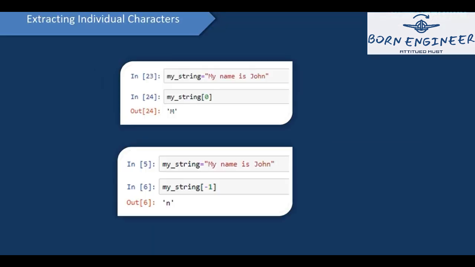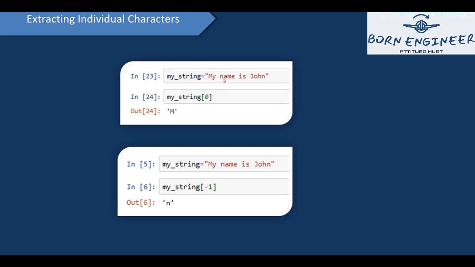Now we will go ahead and see how we can extract individual characters from a string. Over here, we've got a string with the name my string. This is basically the variable name, and the value is my name is John. You have to understand that indexing in Python starts with 0 and not 1. So over here, the first index value is 0. At index 0, M is stored. At index 1, Y is stored. At index 2, it is space, right? So the indexing starts from 0.